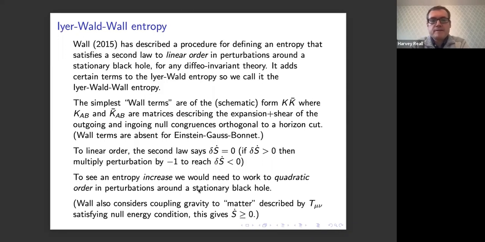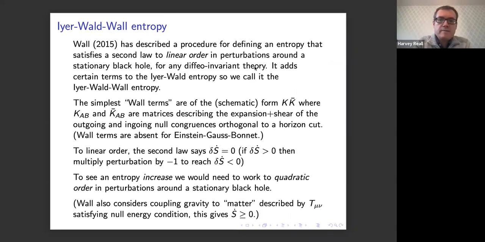Okay, so that I've told you about what happened in the 1990s. Let's now come to more recent work. So a few years ago, Aron Wall made some progress on this problem. He described a procedure for defining an entropy which satisfies a second law to linear order in perturbations around a stationary black hole for any diffeomorphism invariant theory.